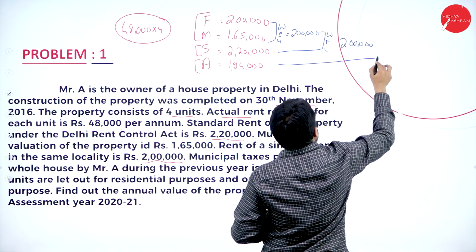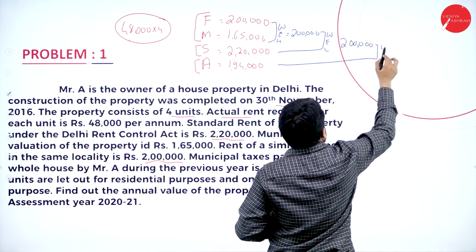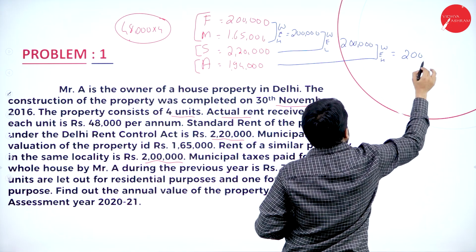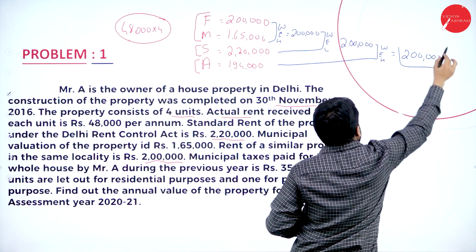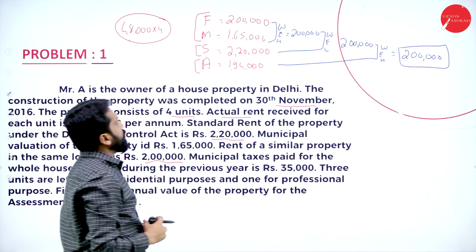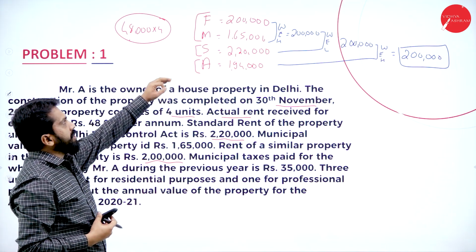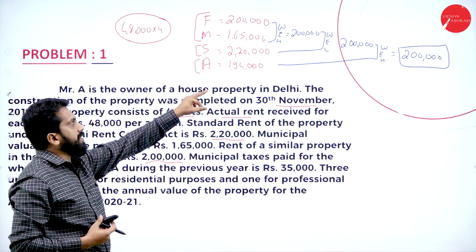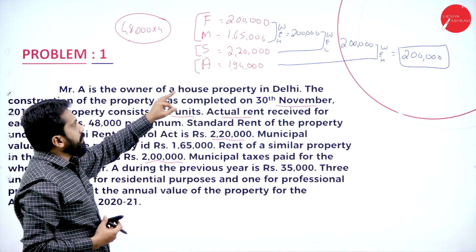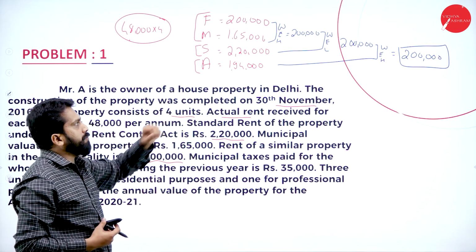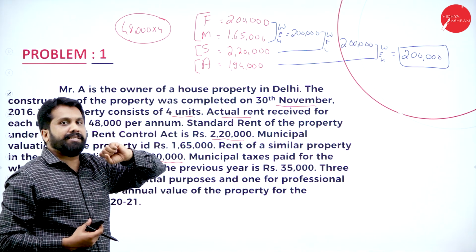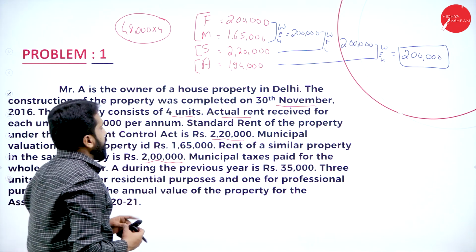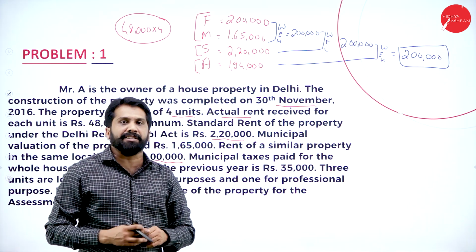2 lakh or 1,94,000, whichever is higher. Your answer is 2 lakh. Hope you understood. Out of 2 lakh and 1,65,000, we got 2 lakh. Out of 2 lakh and 2,20,000, we got 2 lakh. Out of 2 lakh and 1,94,000, whichever is higher, it is 2 lakh. Any doubt? No doubt. So we are done with this. Your fair rent is 2 lakh.